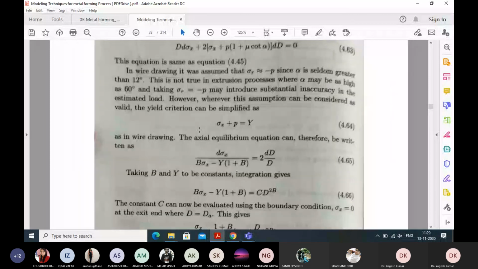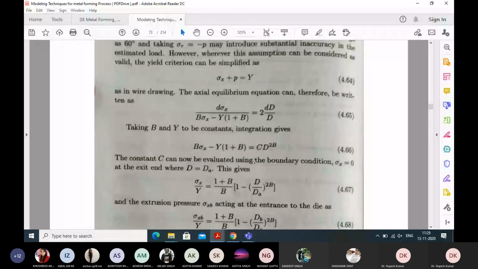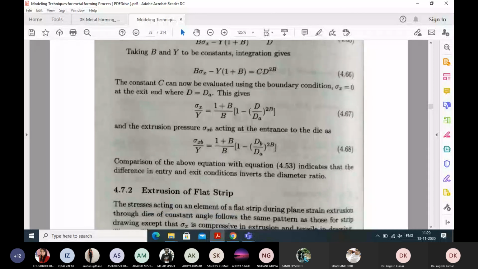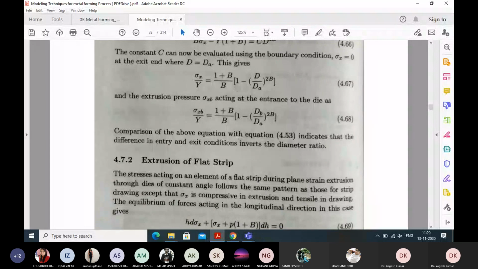Okay, so you go through these and you will see that these are only mathematical terms, but these are simple. You will not face any difficulty.